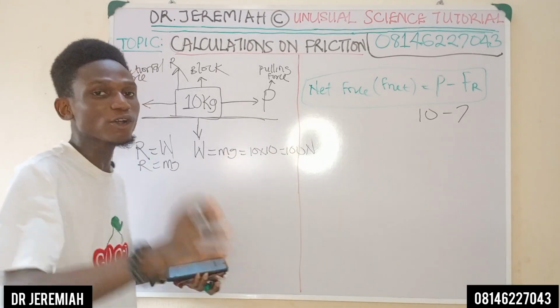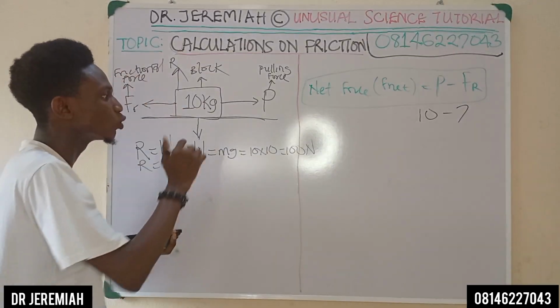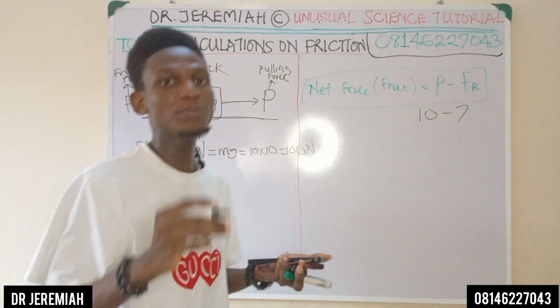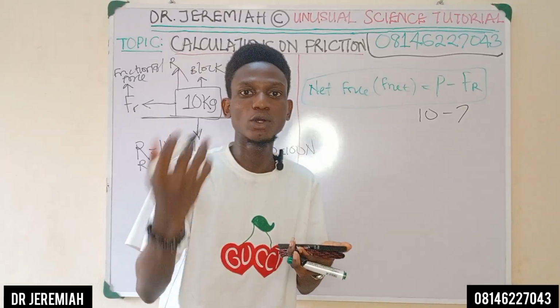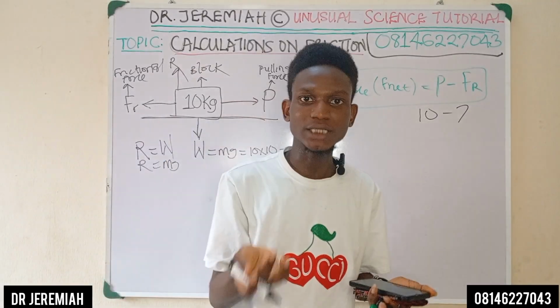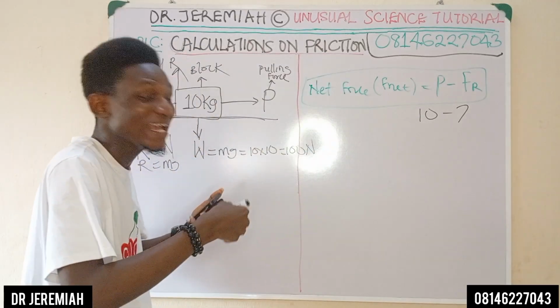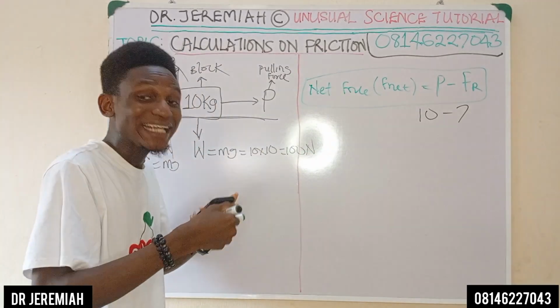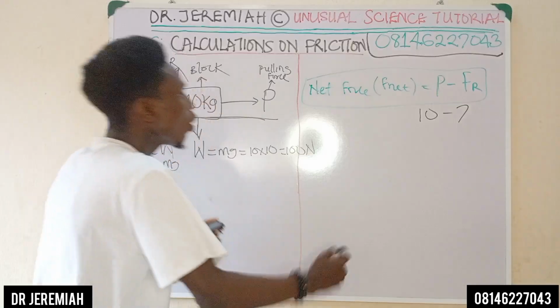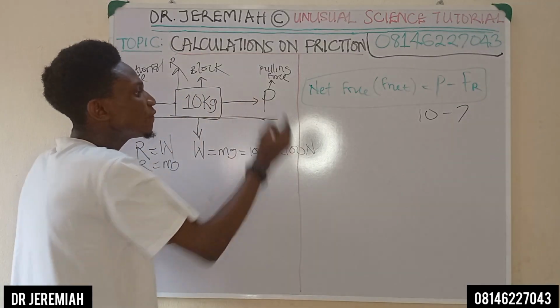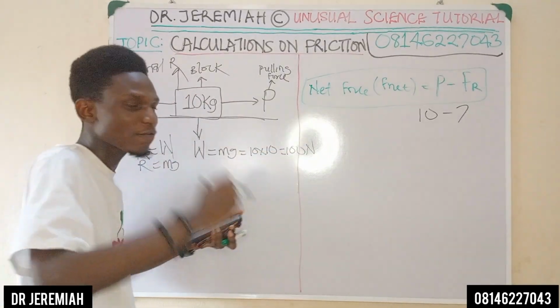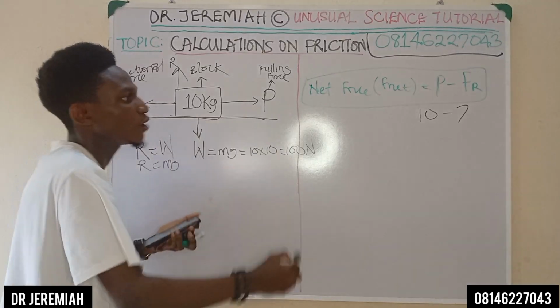You get? But for static friction, please take note that the body is not moving. The body is just about to move. Look at the definition very well in the textbook. I told you guys to go check it out. It says that when the body is about to move, you have static friction and not kinetic friction. Please take note, it's a very popular JAMB question. So when the body is about to move, this pulling force is trying to overcome the frictional force.